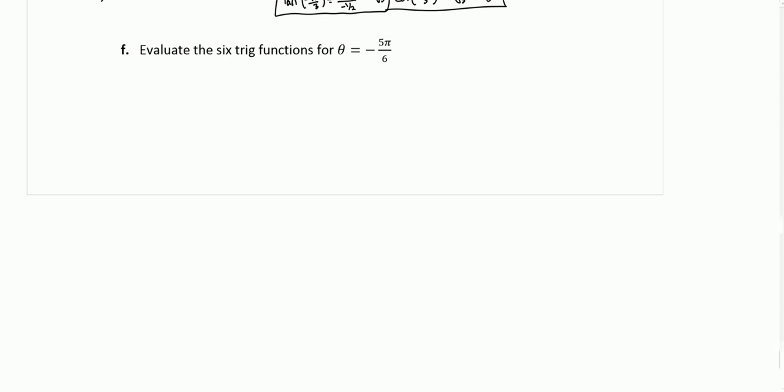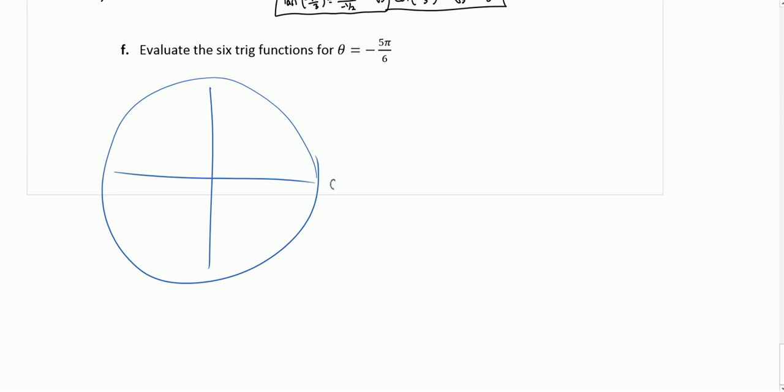Alright, the last one we're asked to evaluate the 6 trig functions for theta equals negative 5 pi over 6. So here's my unit circle, 0 radians, negative pi radians, which is the same thing as negative 6 pi over 6 radians. And so 5 is closer to 6 than it is to 0, and so negative 5 pi over 6 is going to be in the third quadrant. And the difference between negative 5 pi over 6 and 6 pi over 6 is pi over 6. Remember, pi is 180 degrees, so we get 30 degrees.